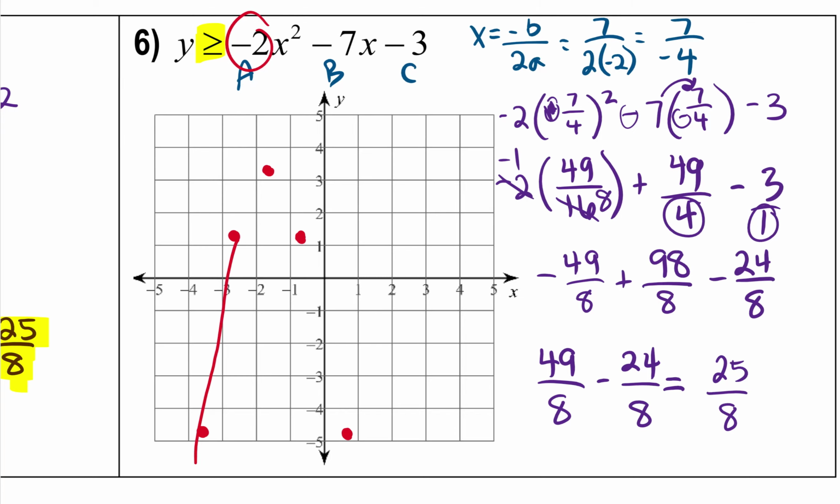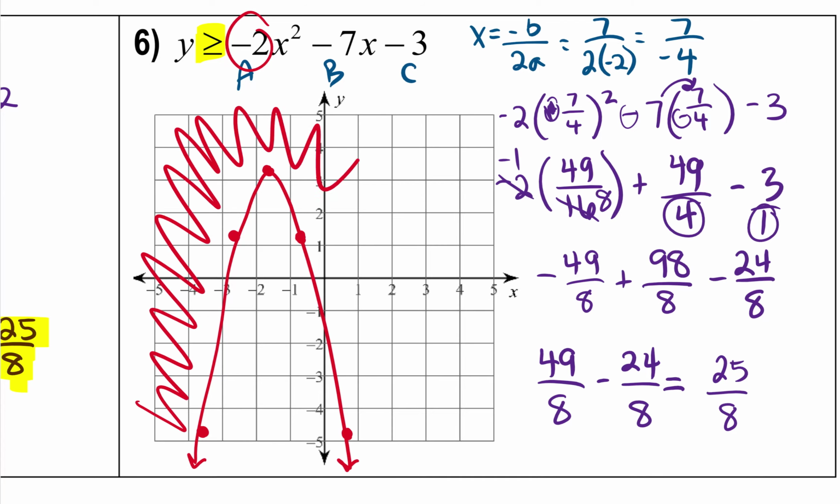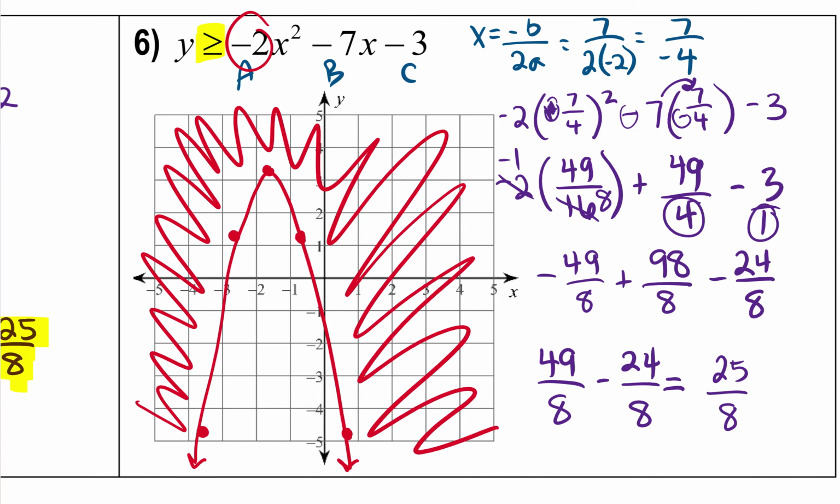So I'm just going to connect all my dots. This is very easy compared to the dotted line. And because I am greater than, I'm going to shade above the line, just like that. And that would be my answer.